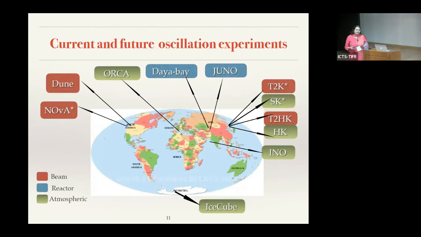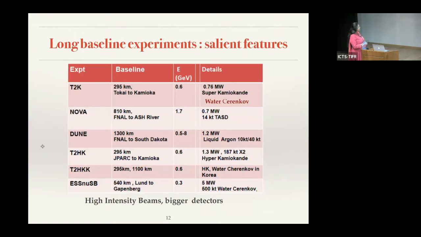Otherwise, my slides are there if anyone is interested, if I cannot finish. These are the snapshot of current and future experiments. There are many future experiments like, for instance, T2HK, JUNO, and atmospheric DUNE, then atmospheric experiments like the IceCube Upgrade, and then Hyper-Kamiokande. These experiments are going to give us information on hierarchy, delta CP, and mass ordering.